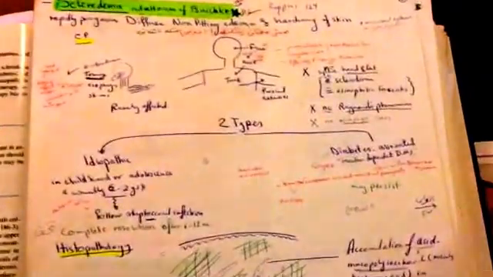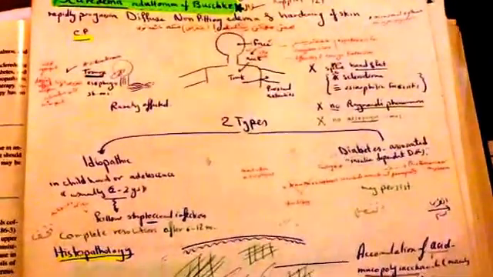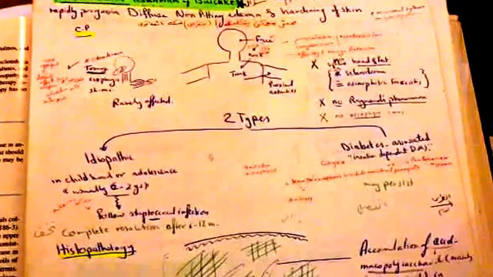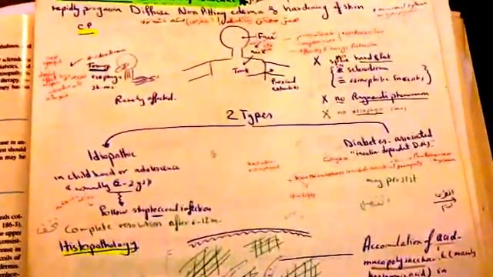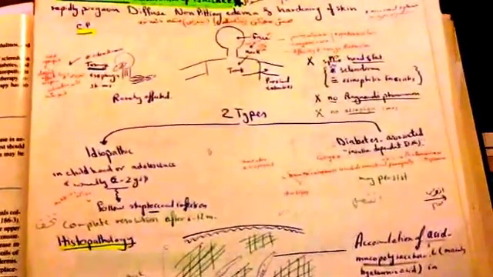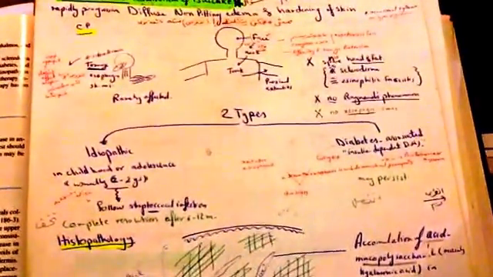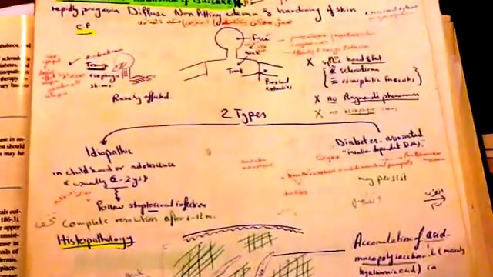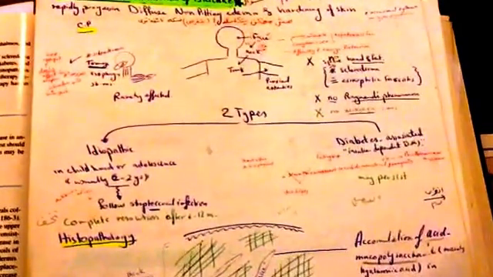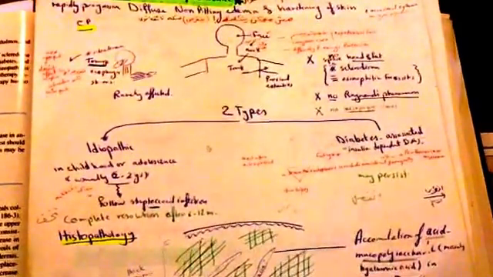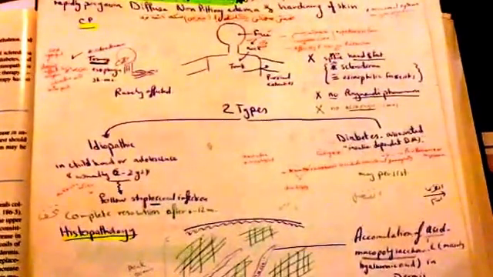Scleredema adultorum of Buschke is a rapidly progressive, diffuse, non-pitting edema and hardening of the skin. Clinical picture: as we said, rapidly progressive, diffuse, non-pitting edema and hardening of the skin of the face, which then progresses and extends to the neck, then to the trunk, and then to the proximal extremities.